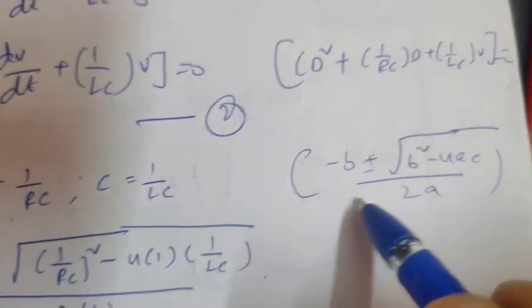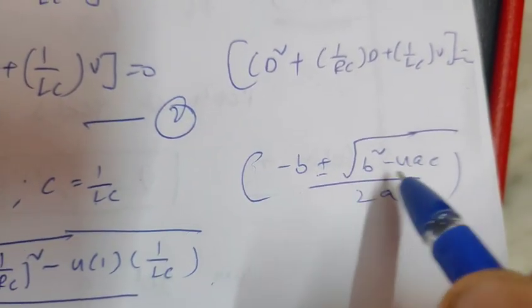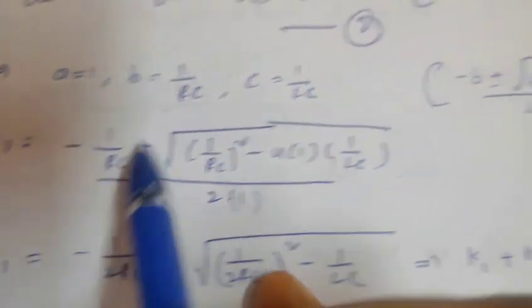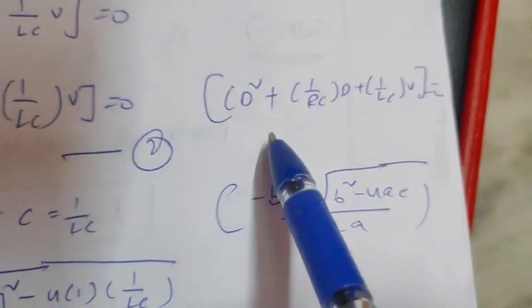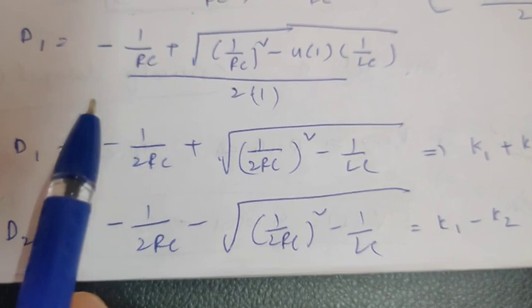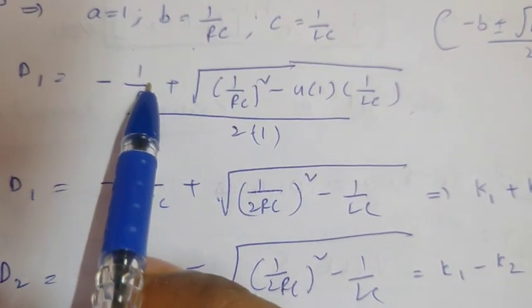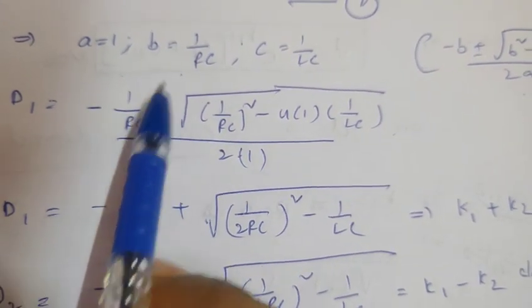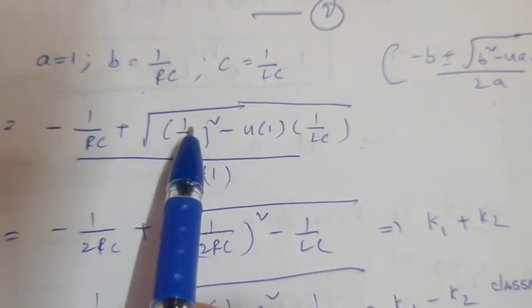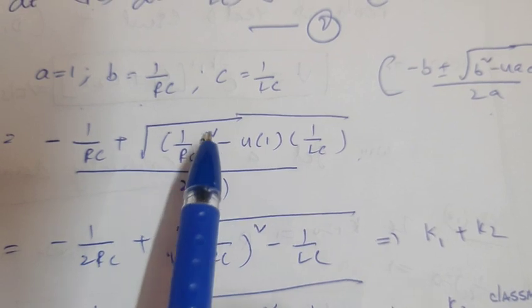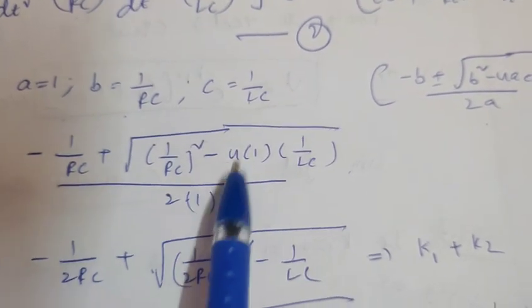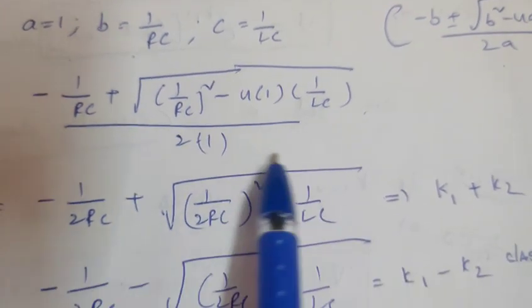Then the roots are nothing but minus b plus or minus square root of b square minus 4ac, all divided by 2a. Just simply substitute to get the roots. For this differential equation we get 2 roots. D1 is equal to minus b, where b is 1 by RC, so minus 1 by RC plus under root of 1 by RC whole square minus 4 into a value 1, c value 1 by LC, divided by 2a.